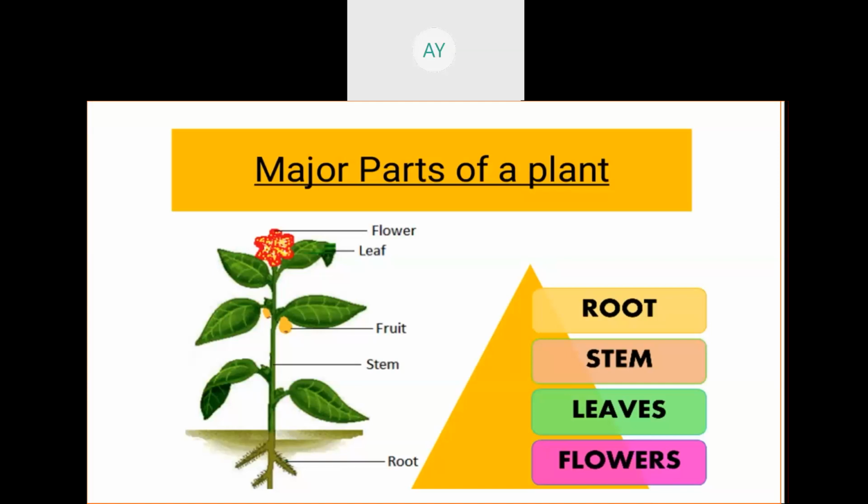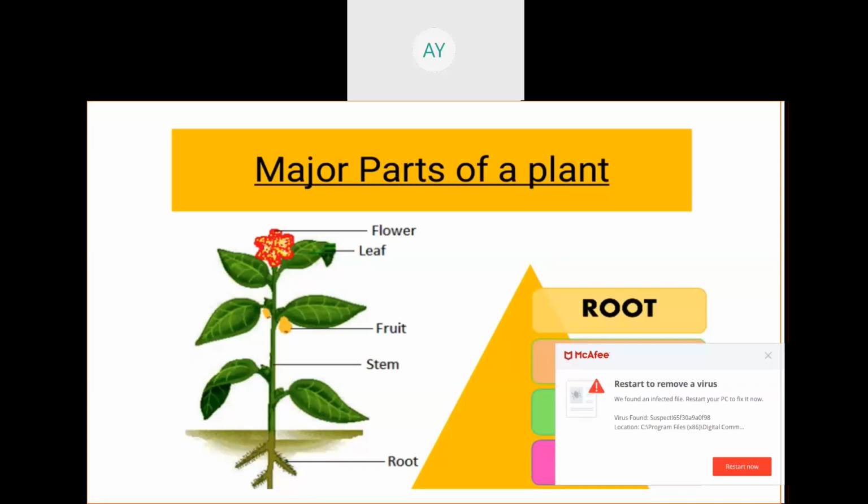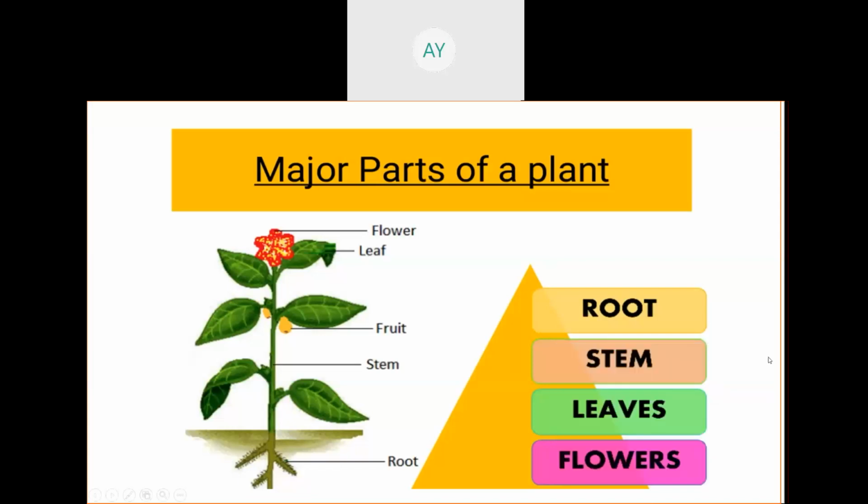Okay, so this flower contains mainly four parts. One is sepal and one is petal, that are the accessory parts, and the essential parts are the pistil, present at the center of the flower, and the stamen, present around the pistil. The pistil is the female reproductive part and the stamen is the male reproductive part.